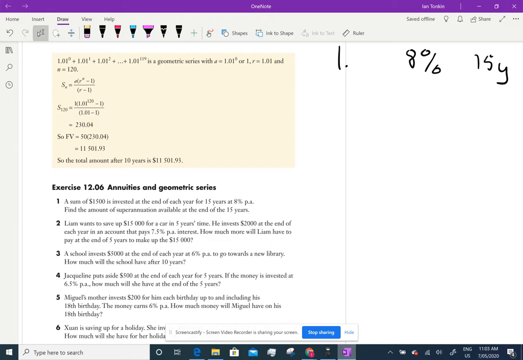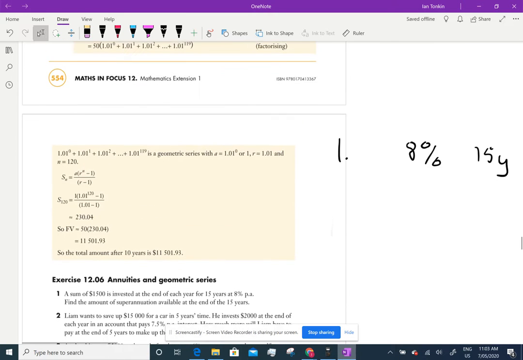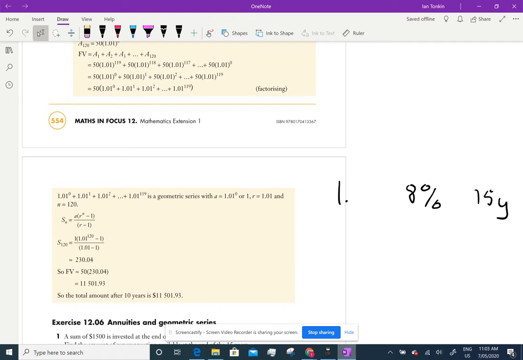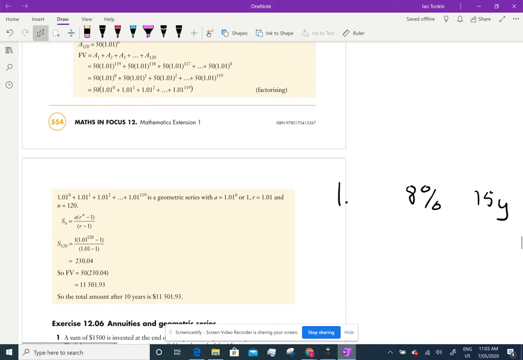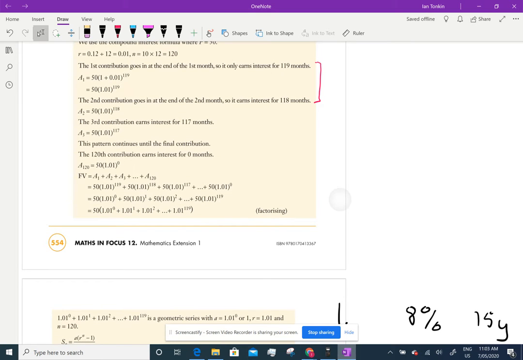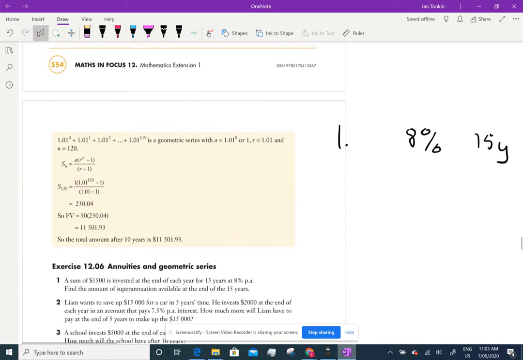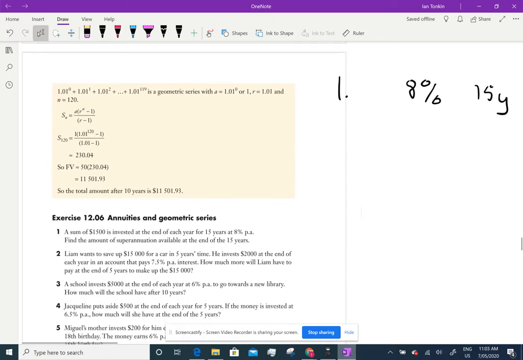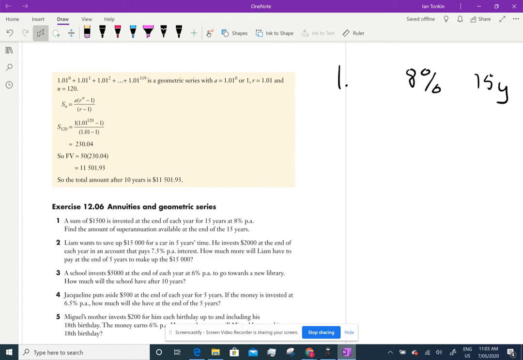When you look at the solutions in the back, it's weird because they show the method that they've got here, and then do a different method in their worked solutions. Anyway, I'm going to show you how to do it, and we are going to be using this formula, and we're going to set up a series. So let's have a look at it.